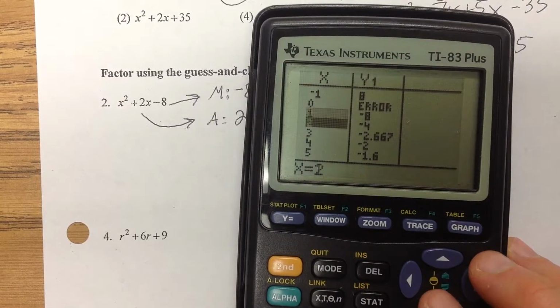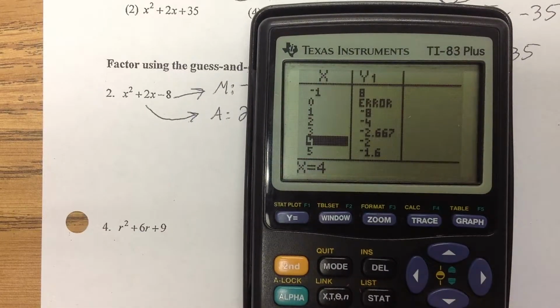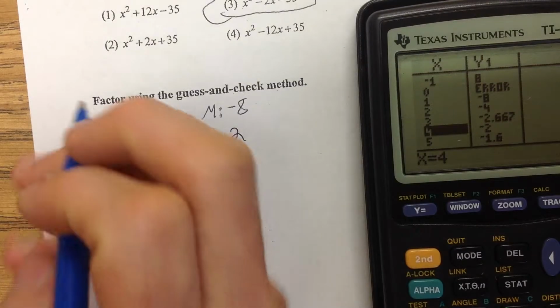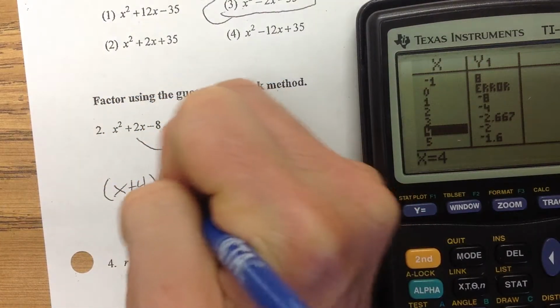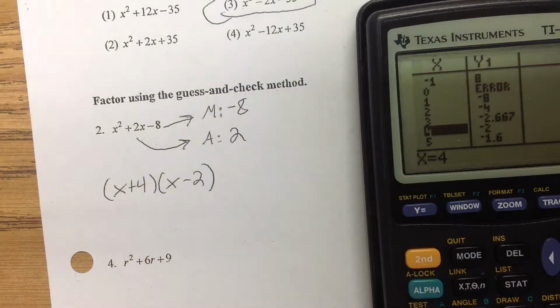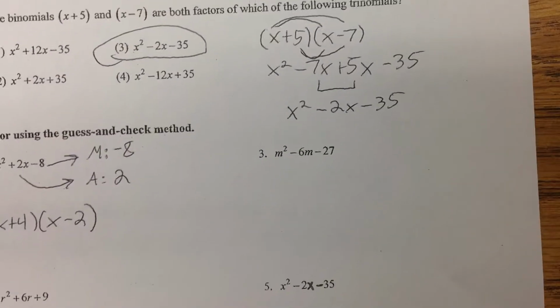Nope, but that's not 2. 2 plus negative 4 is negative 2, so that one's not going to work. But 4 plus negative 2, or you could also think of that as 4 minus 2, yeah, that's going to equal 2. So this one is going to be x plus 4 and x minus 2.